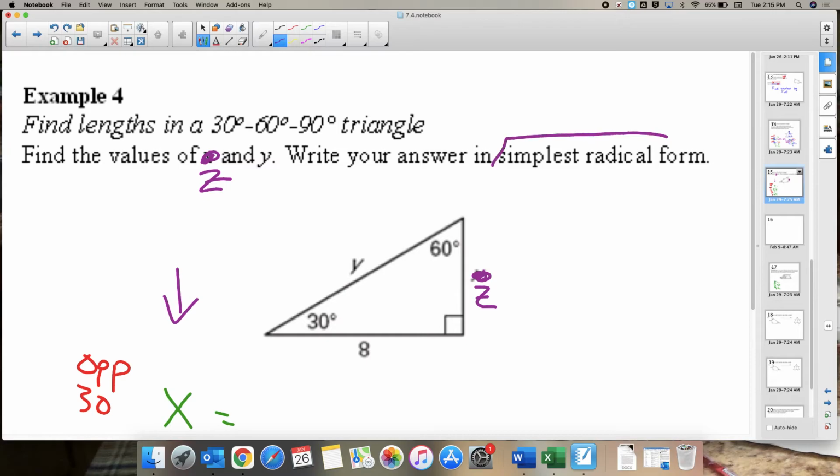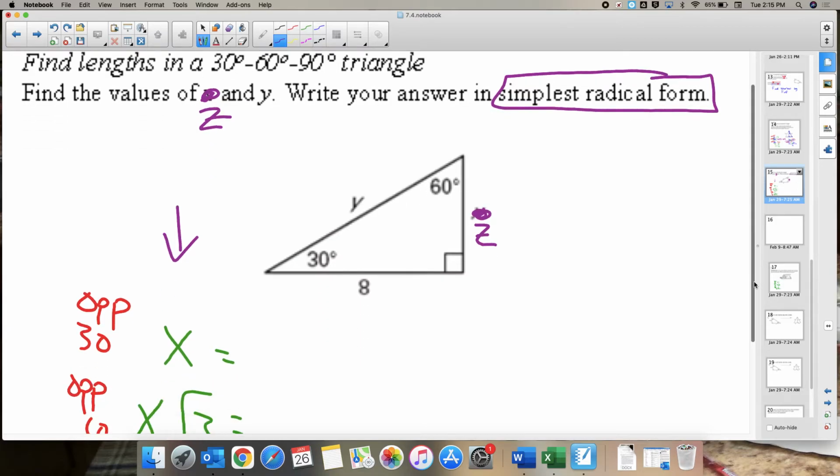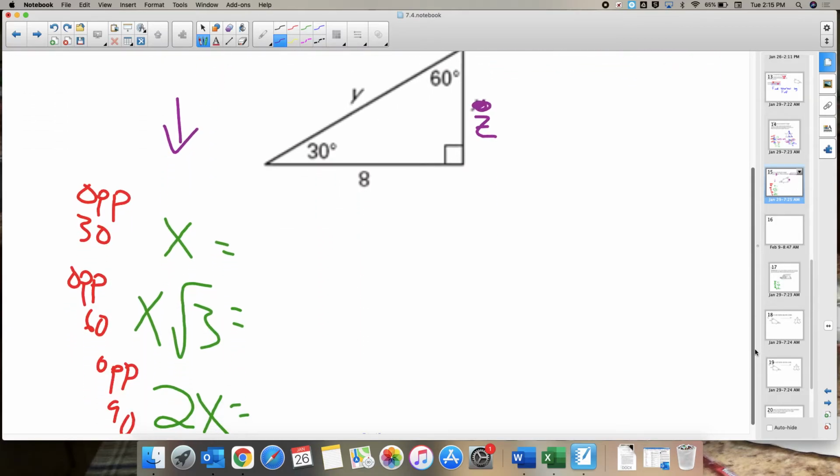It says write your answer in simplest radical form. So I do have to work with these radicals. Looking at my triangle, the only value they give me is 8. 8 is opposite of my 60 degrees. That is our x square roots of 3 value. x square roots of 3 equals 8.